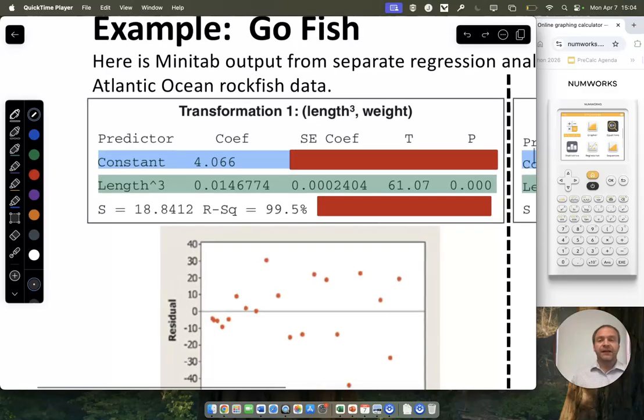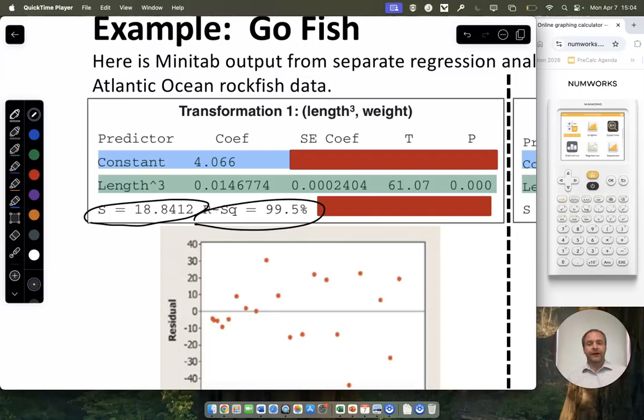And remember, the blue is your y-intercept, 4.066. The green, length cubed, that's the explanatory. And so we have our coefficient, 0.0146774. That's the slope of it. We have the standard error of the coefficient of the slope, 0.0002404. We have the t-score, the p-value, we have all of that. And I even have down here standard deviation of the residuals and r squared.